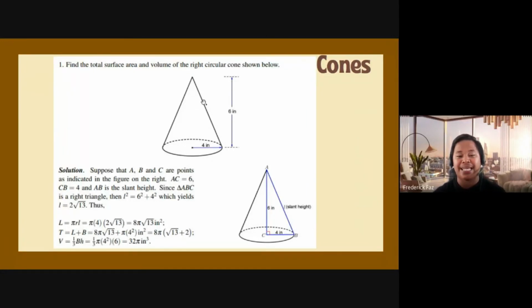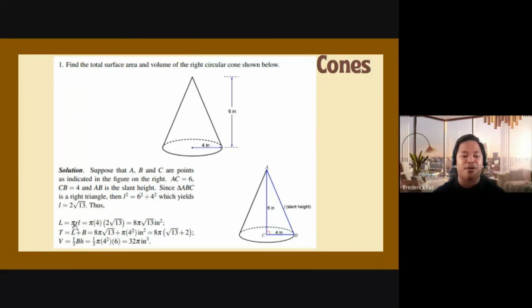so we need to find the length of the slant height. So we have here an illustration, 6 inches and 4 inches. So we can use the Pythagorean Theorem to find the slant height. So we have 6 squared plus 4 squared, so 36 plus 16. So 36 plus 16 is equal to 52. And if we're going to simplify it, the slant height measures 2 square root of 13.